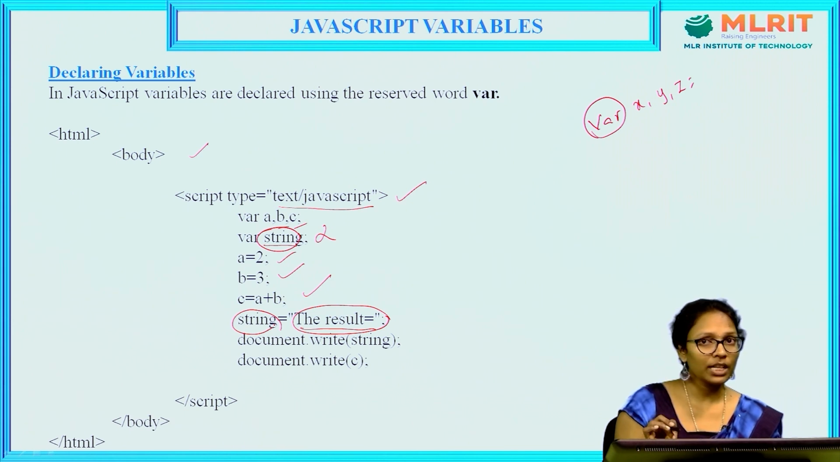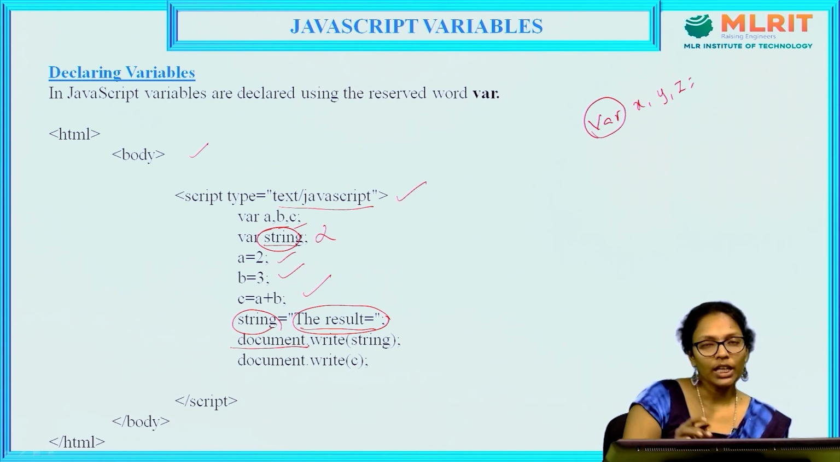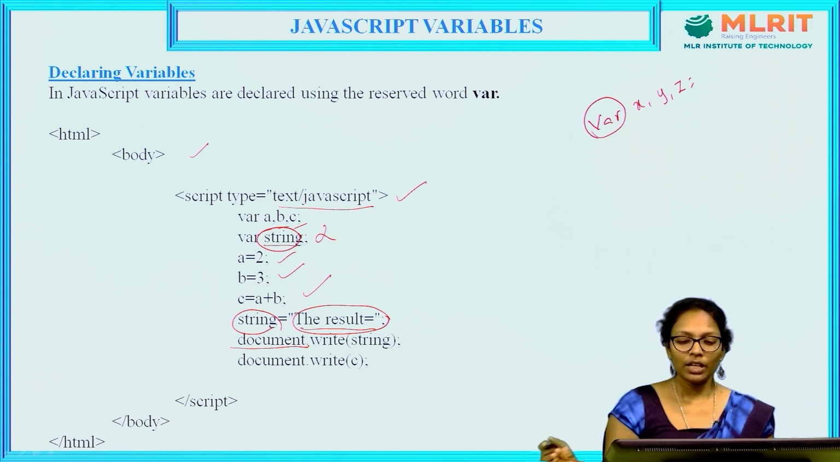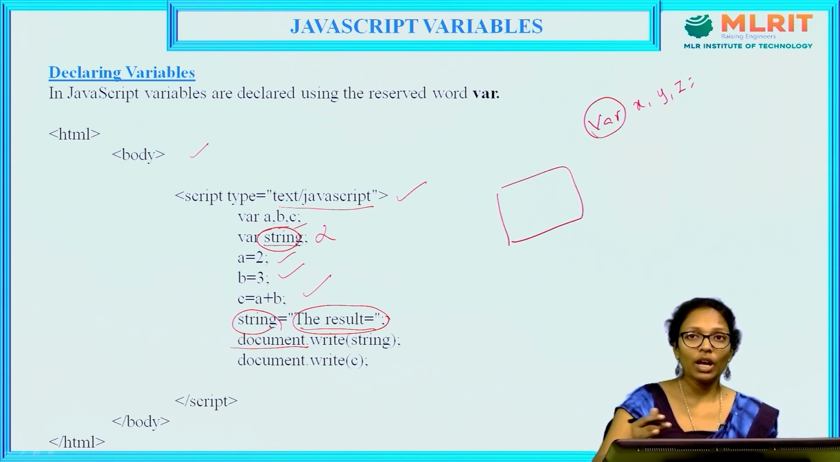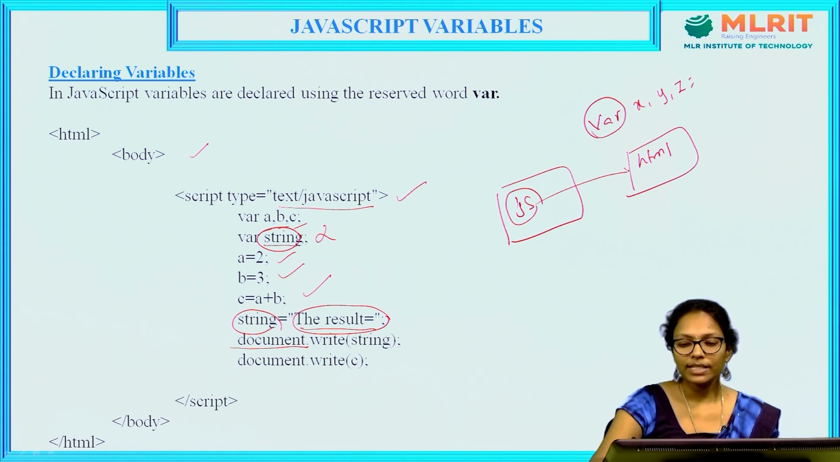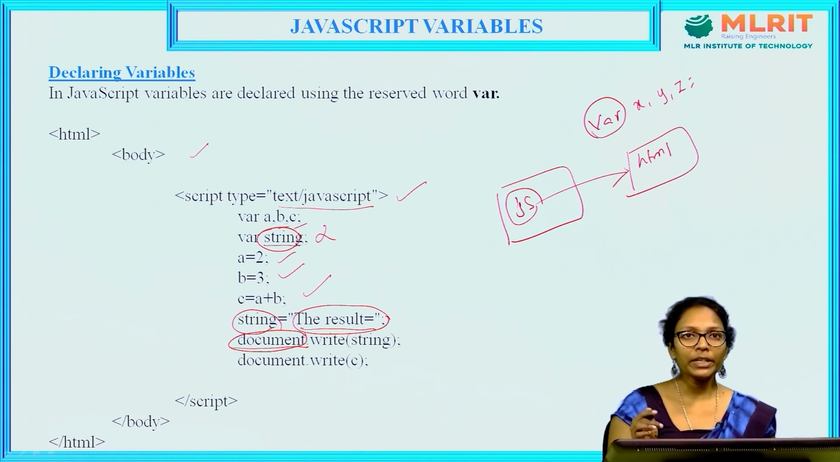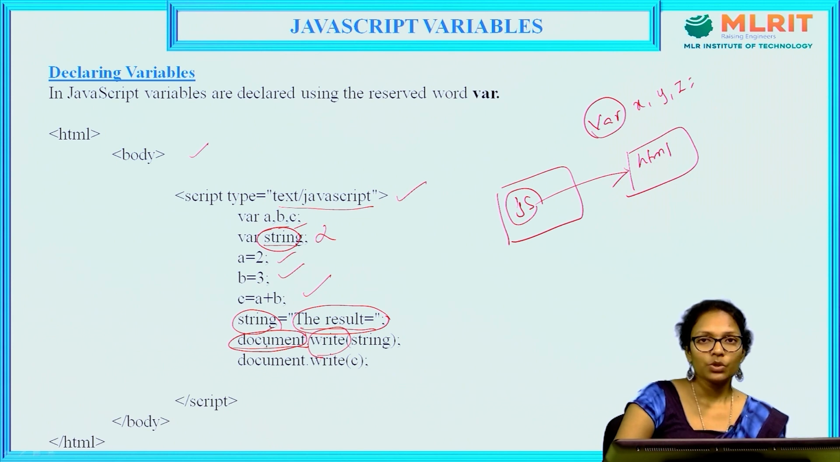How to print in JavaScript? Using an object called document. In the previous video we have seen document is an object which refers to the HTML document. We have two scripts here, one is JavaScript and the other one is the HTML document. From JavaScript you want to access this HTML document. How to access that? Using an object called document. So how to write onto the document? Using a function called write. So document.write, firstly I am printing the variable string.